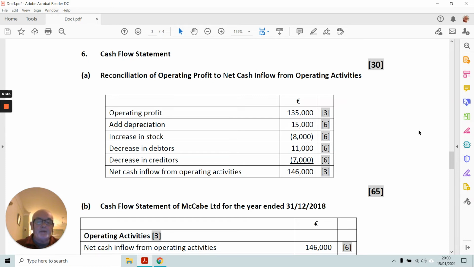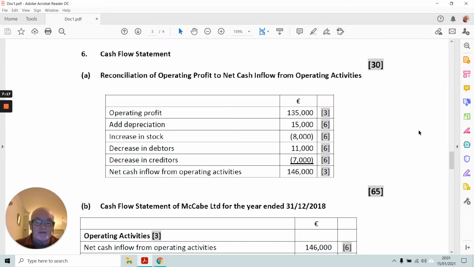But we're going to add back the depreciation, because depreciation is an unusual expense. Although it does reduce our profit, we don't spend any money on it. And we're trying to find out how much money we generated from our trading and profit and loss account. So if depreciation didn't involve spending any money, and if our operating profit is 135,000, we're going to add the depreciation back to it. You'll always be adding the depreciation written off during the year back to your operating profit in this reconciliation statement.